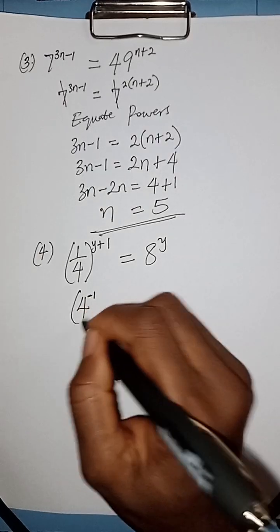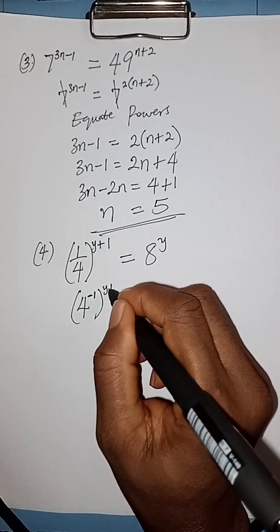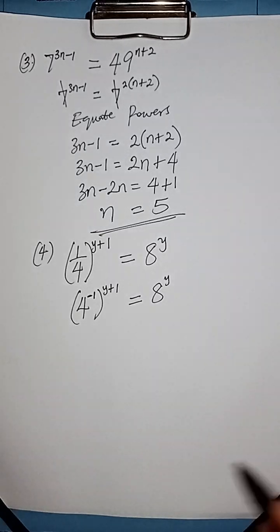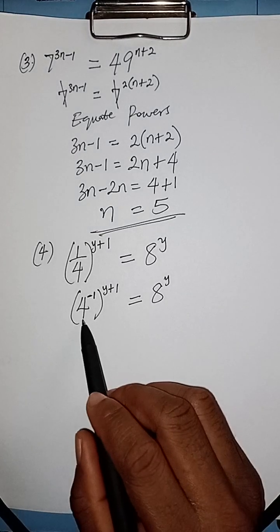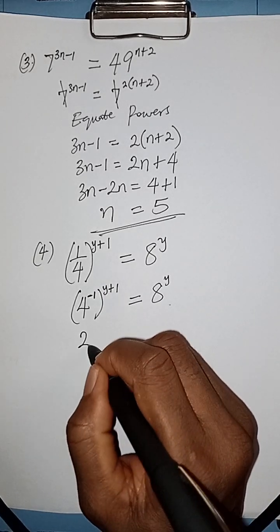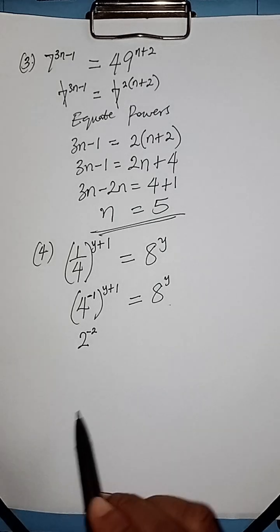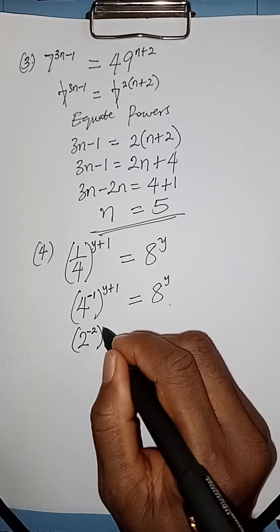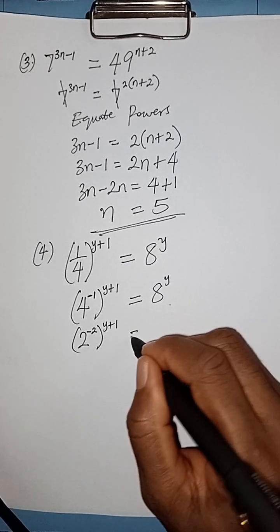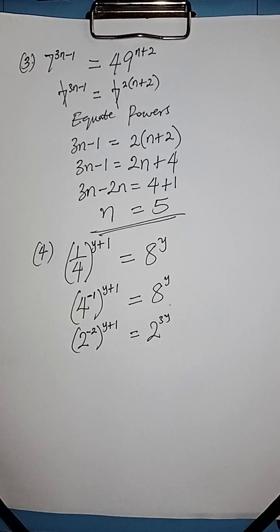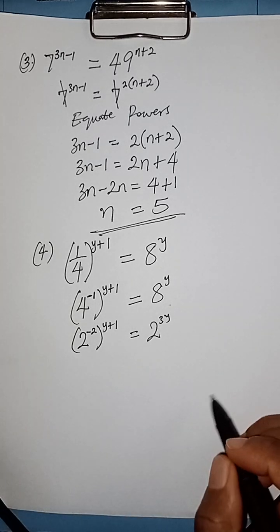That's it. And so, all raised to power y plus 1 equal to 8 raised to power y. Now, let's express this to base 2 to have the same base. This will be 2 raised to power minus 2, because 2 times 2 is 4. Then in brackets, y plus 1 equals 2 raised to power 3y. Now at this point, we can equate powers because the bases are the same.